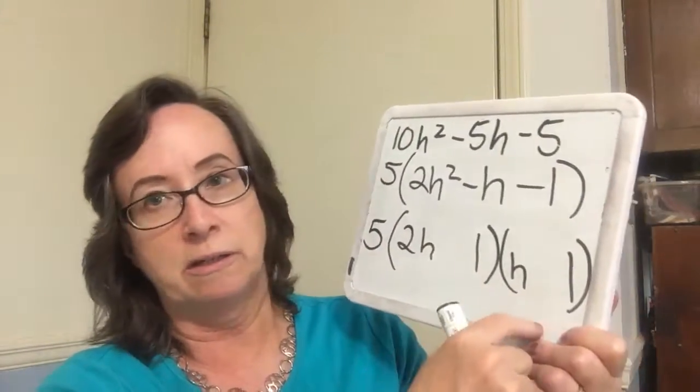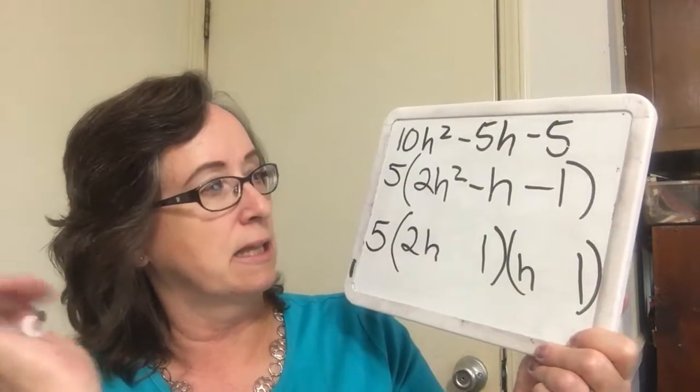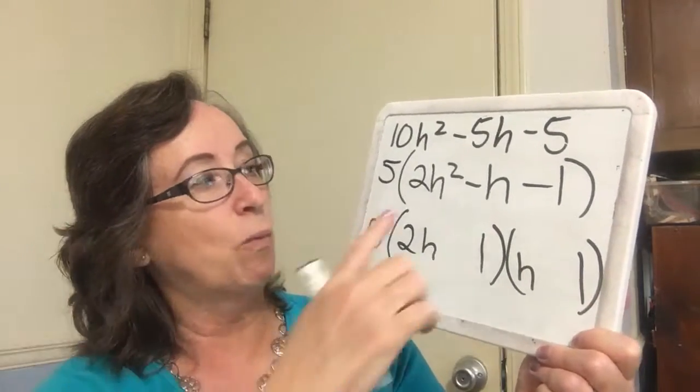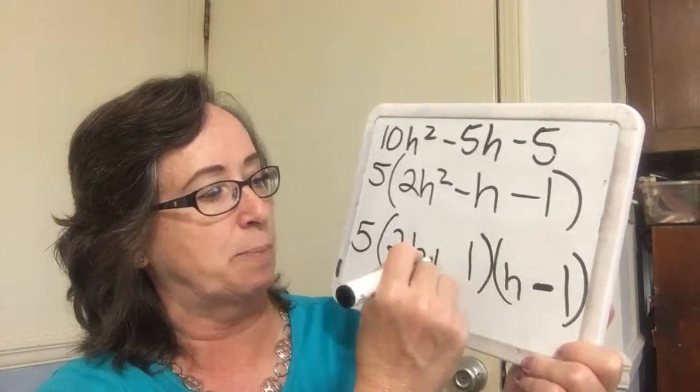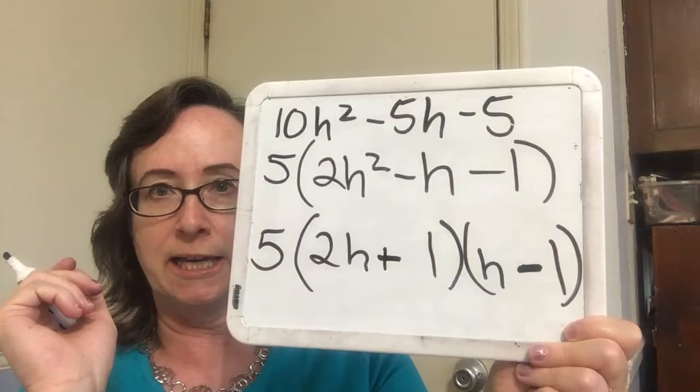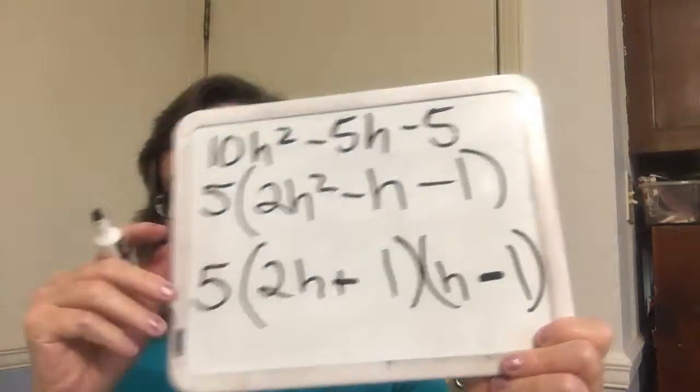And 2h minus h is a difference of 1. I want my h to be negative in the middle. So I'm going to make a negative sign here, positive sign there. Done deal. Okay, so that one is finished.